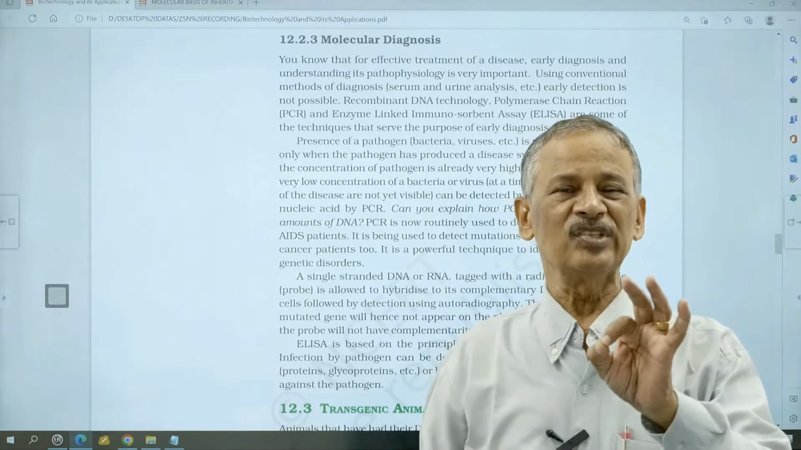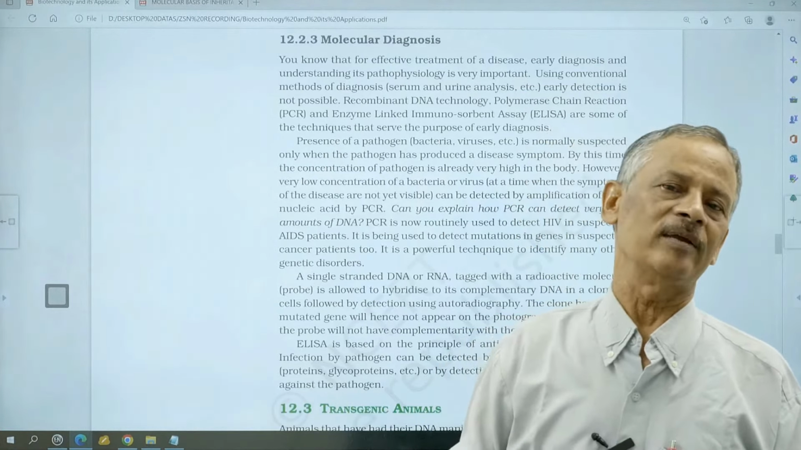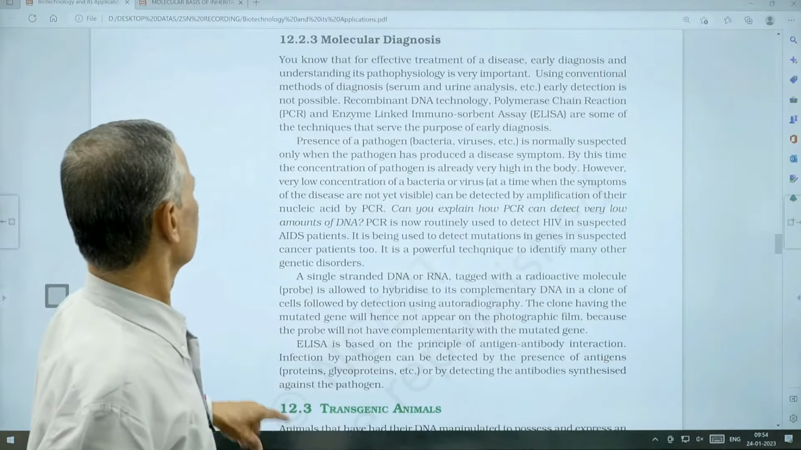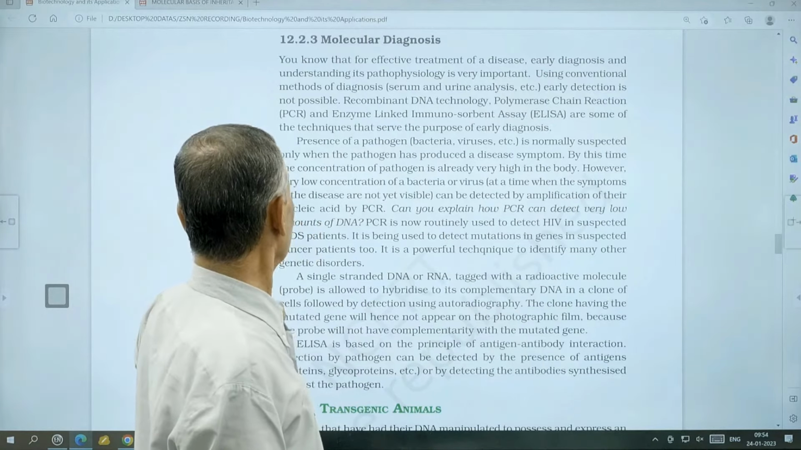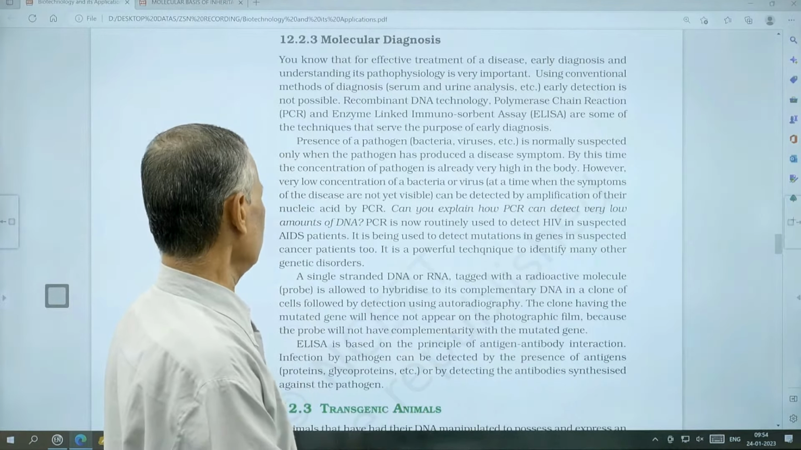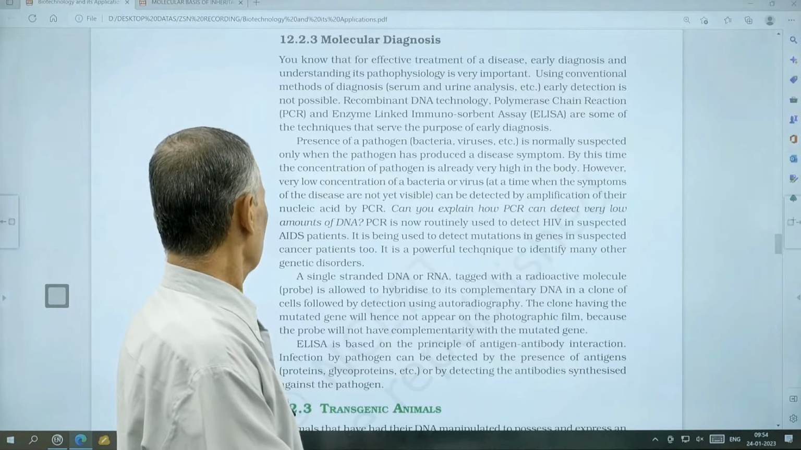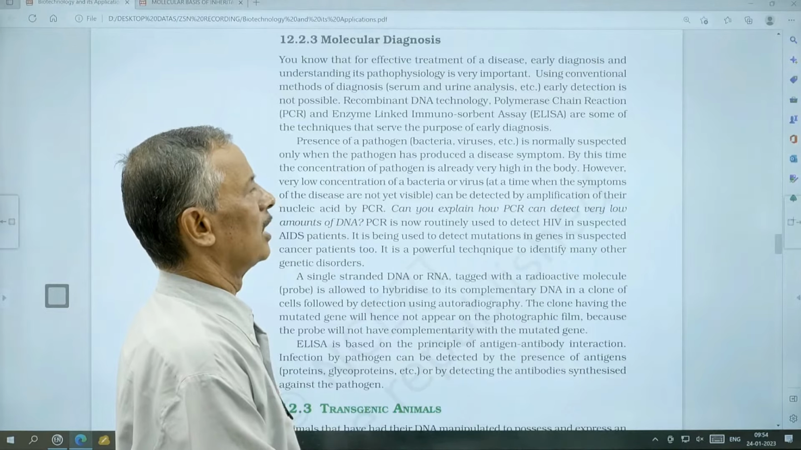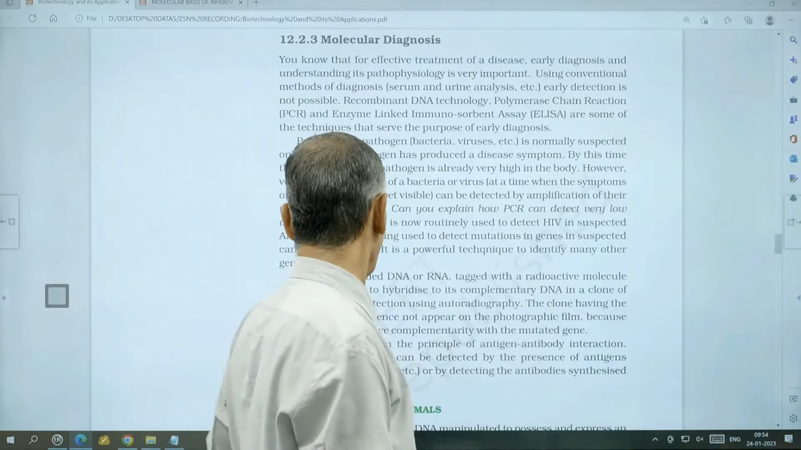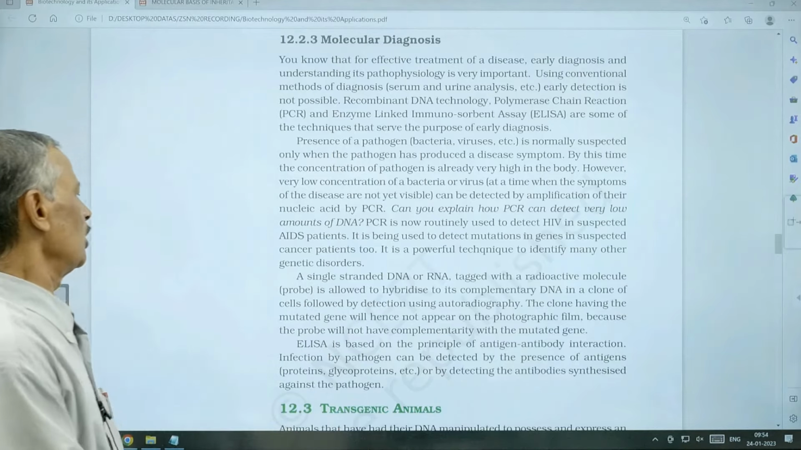Here we are using a chromogenic substrate linked to an enzyme in immunosorbent assay. So we are having the antigen-antibody interaction, which is the basic principle of ELISA. By infection, you become sick, and that infection can be detected by the presence of antigens or by detecting whether antibodies are sensitized against this pathogen in the body.